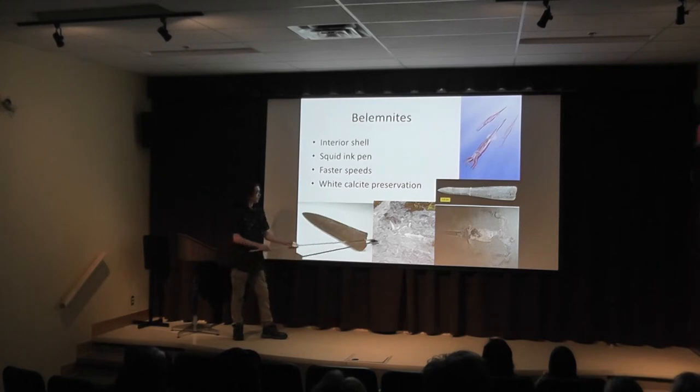And mostly the preservation in Harrison is white calcite, as when the animal dies, usually the rest of its body erodes away, is eaten by predators or bacteria, and just this hard piece is left. And the surrounding rock replaced most of the organic material with calcium.